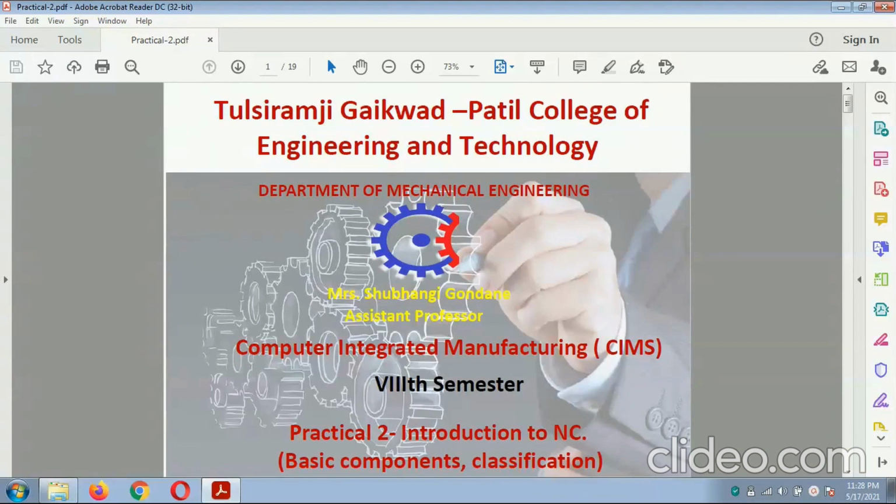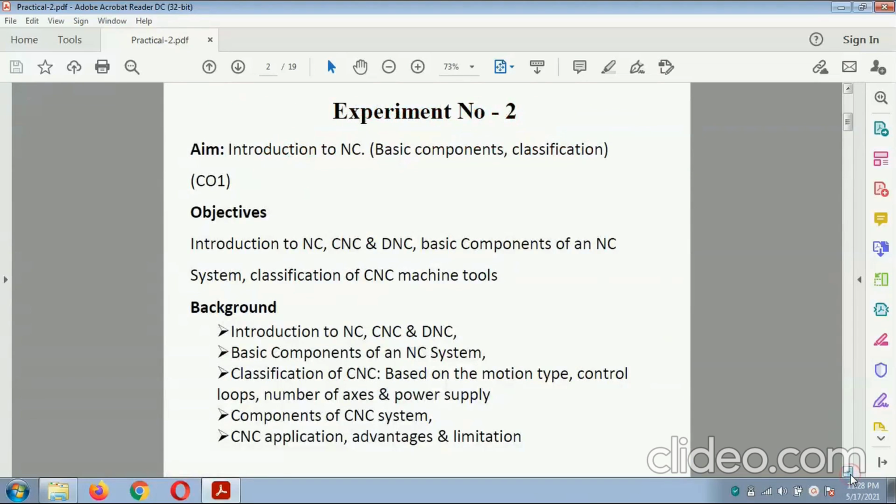Today we start with practical 2, that is the introduction to NC part programming. The basic component of the NC machine and the classification are the major parts of your practical 2. Aim: the introduction to the NC machine.